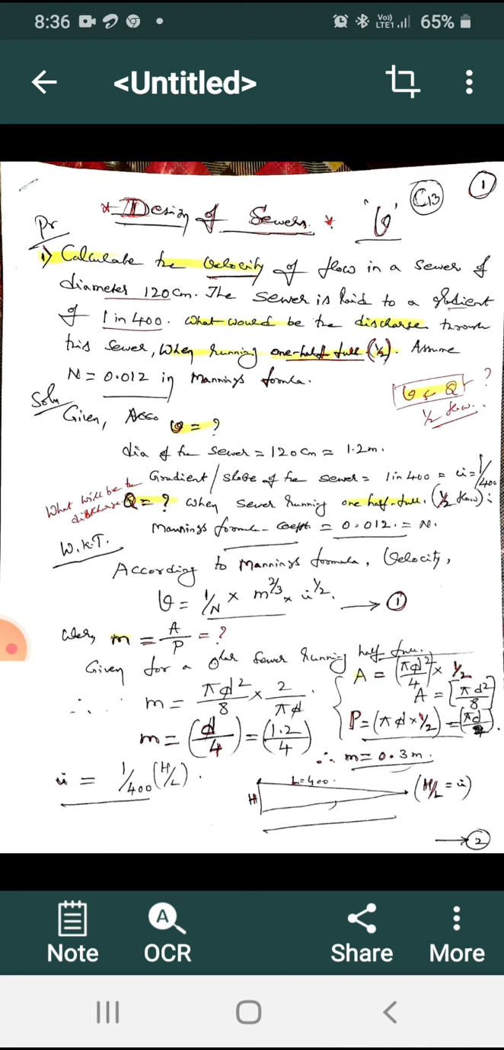Next is the maximum velocity, meaning the velocity should not be more than the required velocity. Of the two types of velocity already discussed, the non-scouring velocity matters here. Scouring means the silt or whatever substances are present inside the sewage should not damage the internal surface. That is very, very important. The internal surface is a very smooth, nice surface, and due to high velocity these particles will damage it.